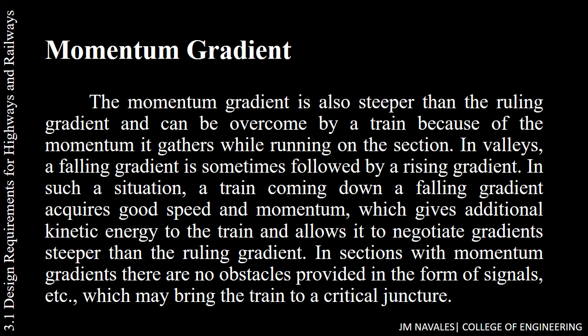In valleys, a falling gradient is sometimes followed by a rising gradient. In such a situation, a train coming down a falling gradient acquires good speed and momentum, which gives additional kinetic energy to the train and allows it to negotiate gradients steeper than the ruling gradient. In sections with momentum gradients, there are no obstacles provided in the form of signals, etc., which may bring the train to a critical juncture.